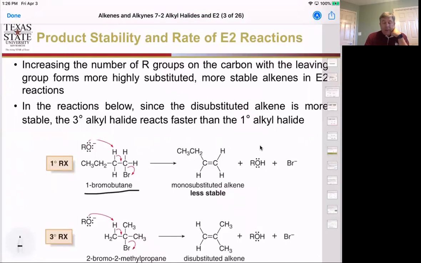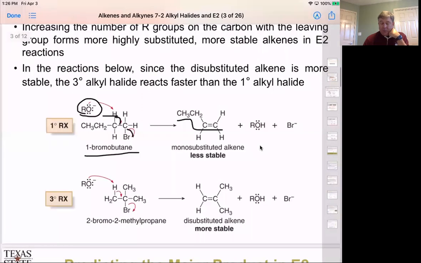In an E2 reaction, we have our base coming in and starting to associate with our proton. It's starting to tug on that proton so that it will encourage the reaction to take place. Then the electrons kick in, and that kicks out our bromine. So if we have our primary alkyl halide, we're going to end up with a terminal alkene, or a monosubstituted alkene. Monosubstituted alkenes are less stable than di, tri, and tetrasubstituted.